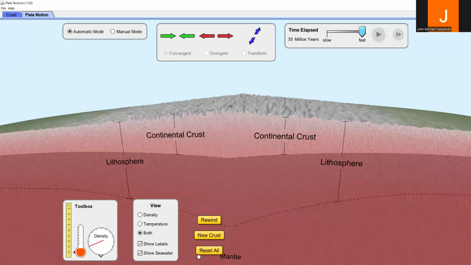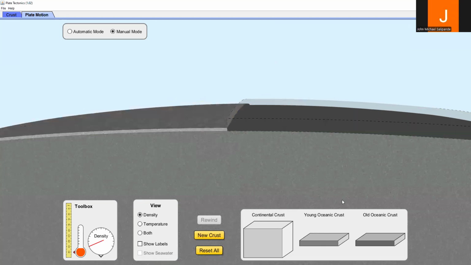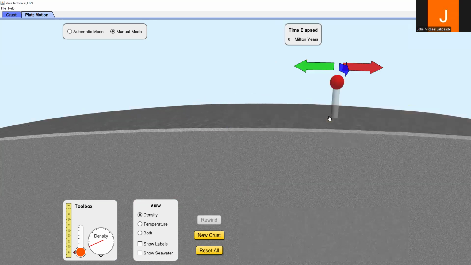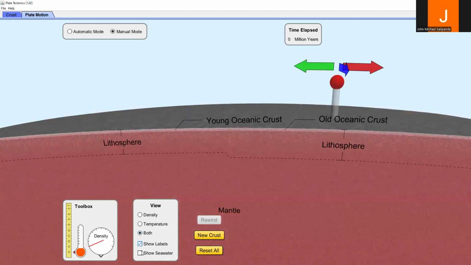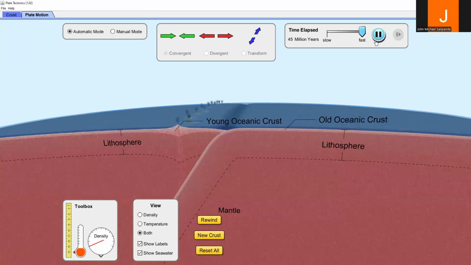Let me just reset all the settings here first. For oceanic crusts here, there is one that is considered young and another one that is considered old. So I will put a young oceanic crust on the left and an old oceanic crust at the right. Okay. So when I finally press play, you can see that the old oceanic crust sinks or subducts under the young oceanic crust. And you see volcanoes form and a trench at the center, somewhere in the middle.